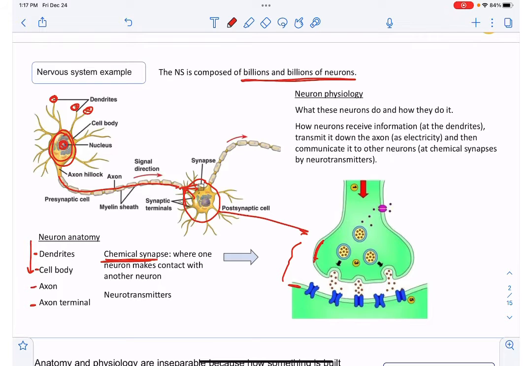And the neuron is going to release these little molecules, chemical messengers, called neurotransmitters. And that's how one neuron is going to communicate with the next. So all of that represents anatomy. That's all different neuron anatomy.